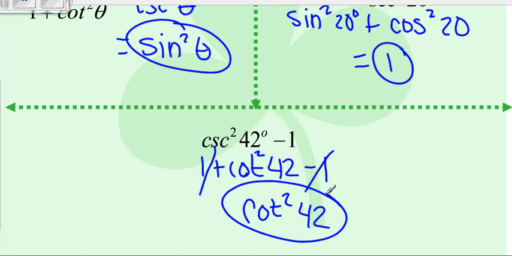Now, I do normally say I want it in terms of sine and cosine, but remember, if I put cotangent in terms of sine and cosine, it will be a fraction, and I don't want my answer to be a fraction. I want it to be a single term, like cotangent squared of 42, which is not on the unit circle, so we don't actually have to find the value there.